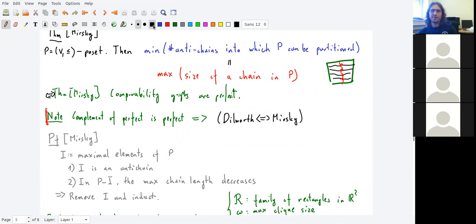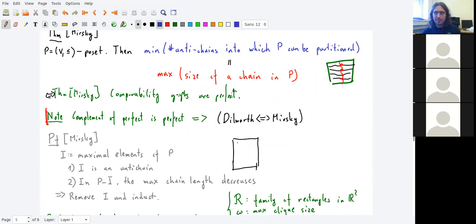Okay, so Mirsky's theorem is actually really simple. This is your poset. I will do induction on, say, the size of the poset. I would like to partition my poset into as many anti-chains as the largest size of a chain in this poset.